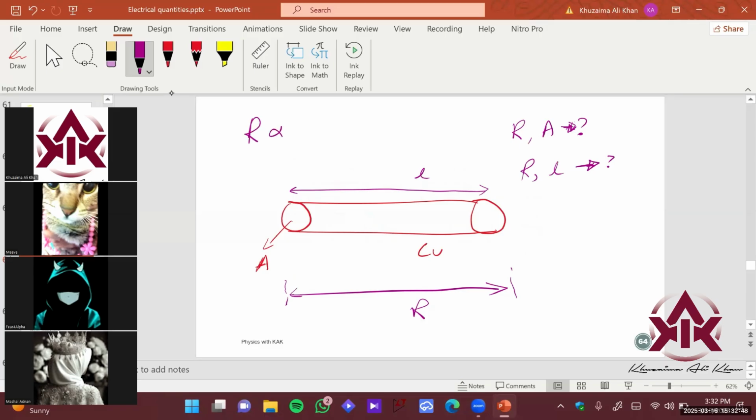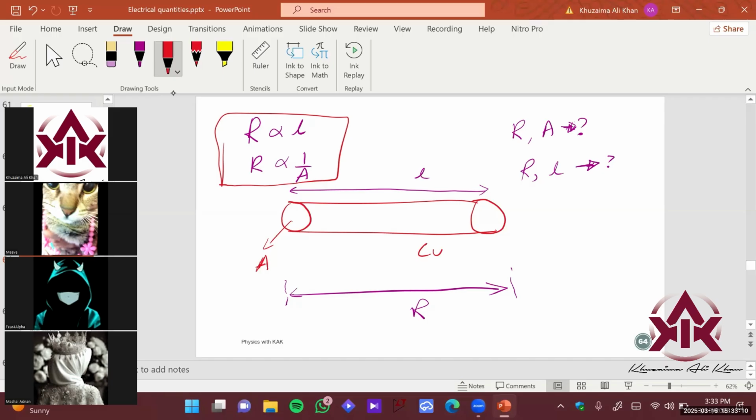So what is the relation which we find out? Resistance is directly proportional to length, and resistance is inversely proportional to area. It should make sense. If you have longer wires, they have more material, more number of atoms. Therefore, the resistance will increase.